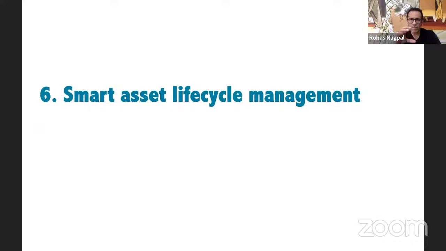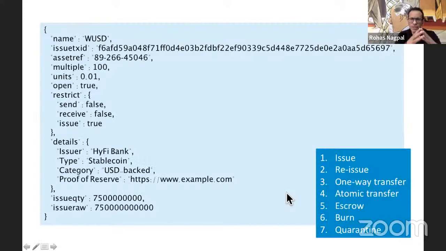Then let's talk about smart asset lifecycle management. Now, what do we mean by this? On the blockchain, when we create an asset, we call it a smart asset, because once you create it, you don't need intermediaries to run it, right? The blockchain automatically, based on whatever system is running, can handle all sorts of things. So if people want to transfer it to someone, atomic transfers, you want to destroy it, you want to quarantine, all that can happen. This is an example again from the hybrid finance blockchain.